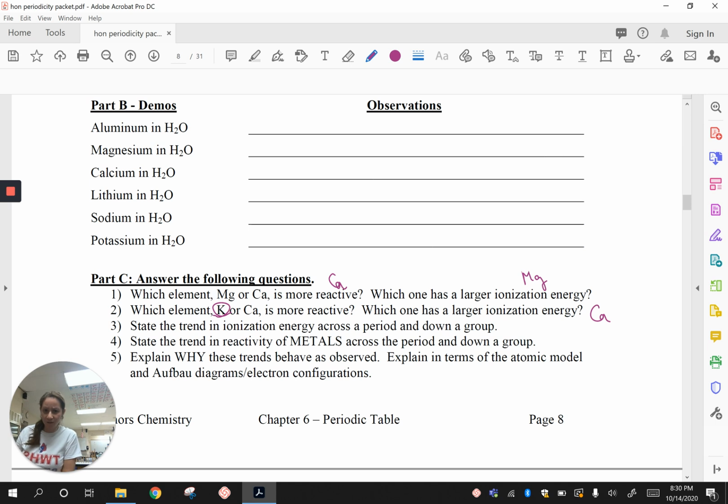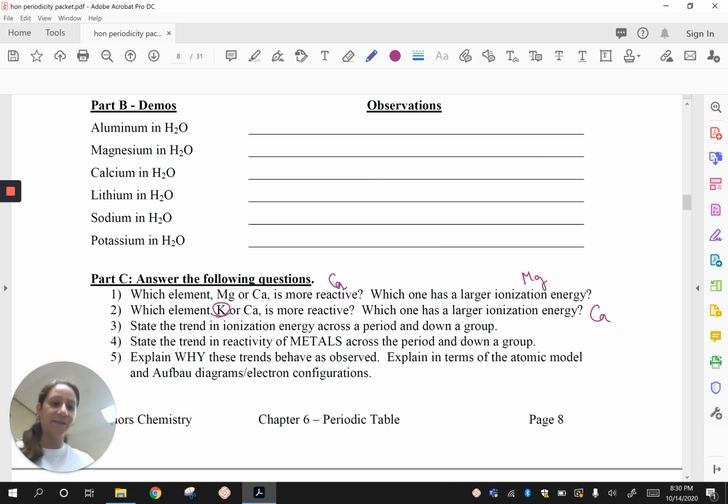So we want to state the trend in ionization energy across a period and down a group. We also need to state the trend in reactivity of metals across the period and down a group. Notice that I have reactivity of METALS in all caps because metals react differently than non-metals. In the next lesson, we're going to learn about non-metal reactivity, which is the exact opposite of metal reactivity. So we're focusing on metals right now. So let's look at what the trend is.